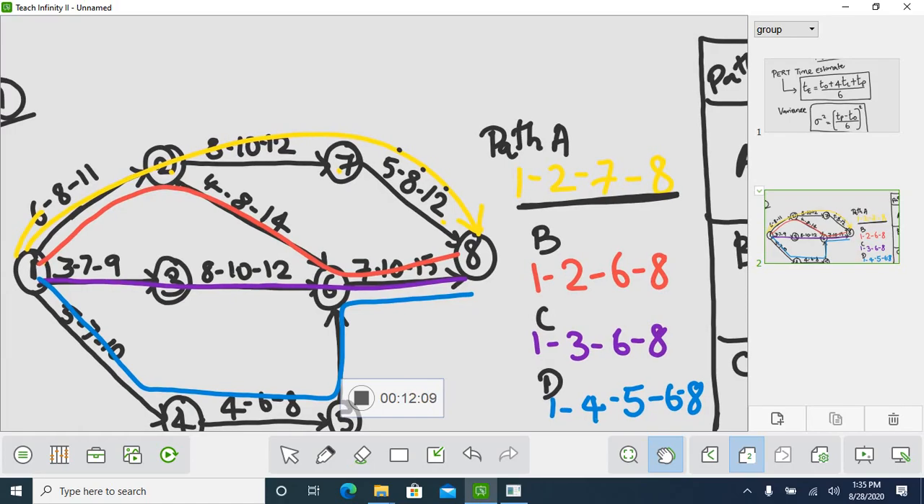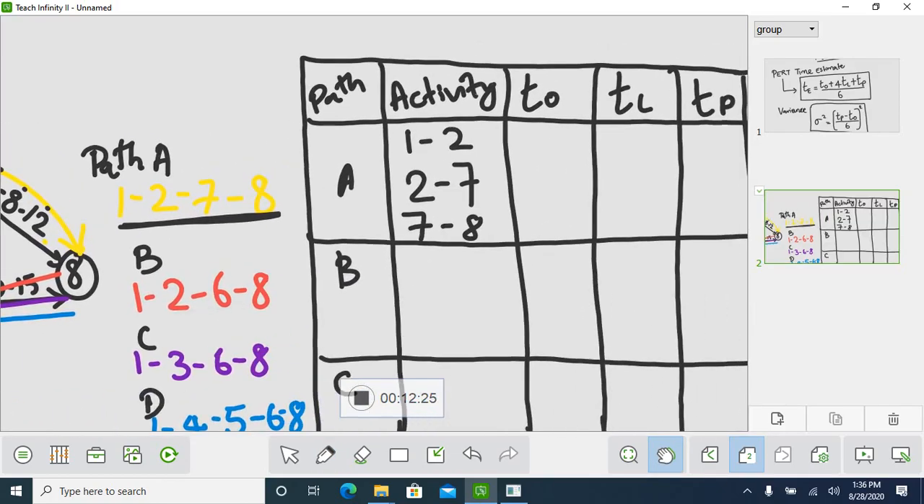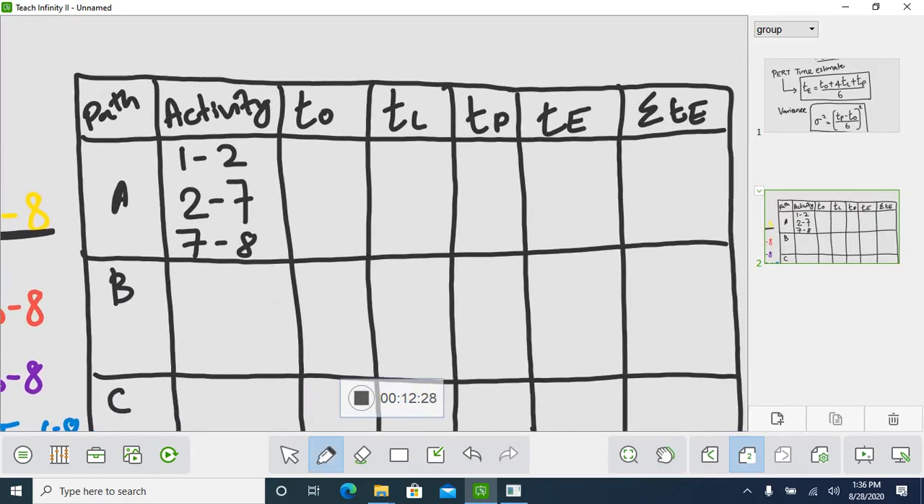1 to 2, one activity. For 1 to 2, you have optimistic time, pessimistic time, and most likely time. So all three you have: 6, 8, 11. So the same thing you have to write over here, for path A, 6, 8, 11.